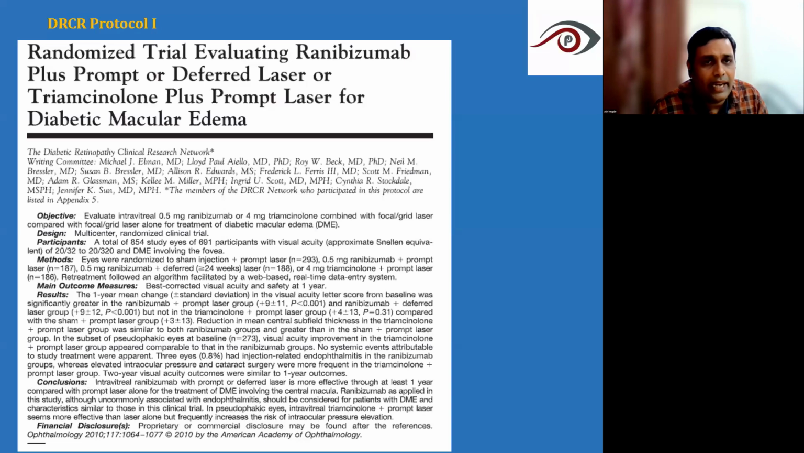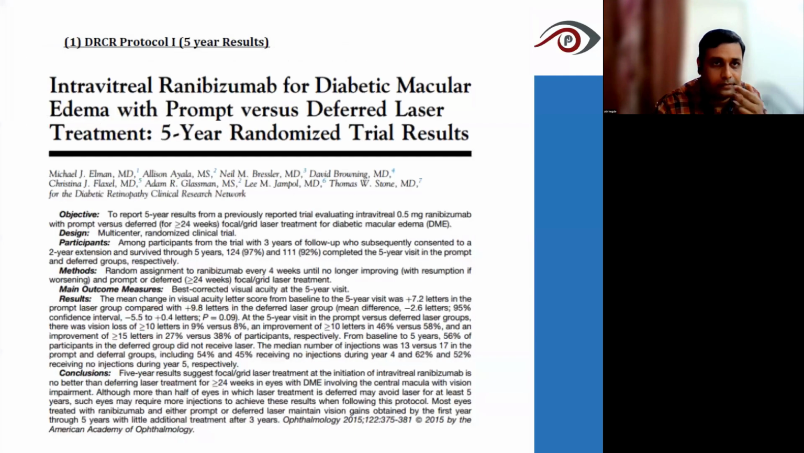But if you give triamcinolone, initially the visual acuity will be better, but there is some risk of development of intraocular pressure elevation and cataract, if the cataract is not removed. Protocol I was a study looking at intravitreal ranibizumab for diabetic macular edema with prompt versus deferred laser. Here, they have done 1-year and 5-year studies.